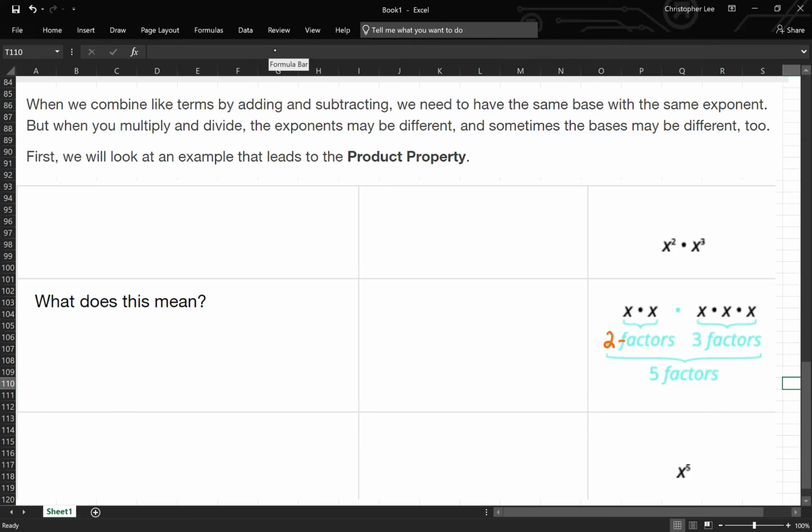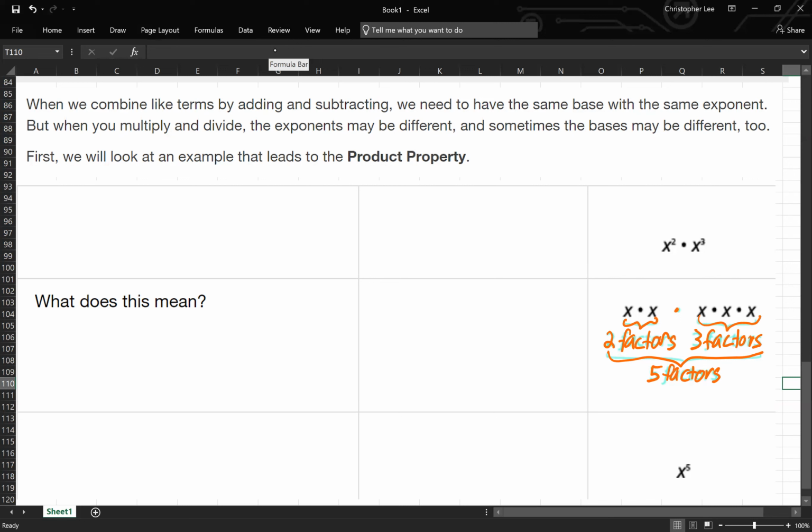So this says 2 factors. This says 3 factors. All right. You have that line. This is 5 factors. Welcome. And we have that.